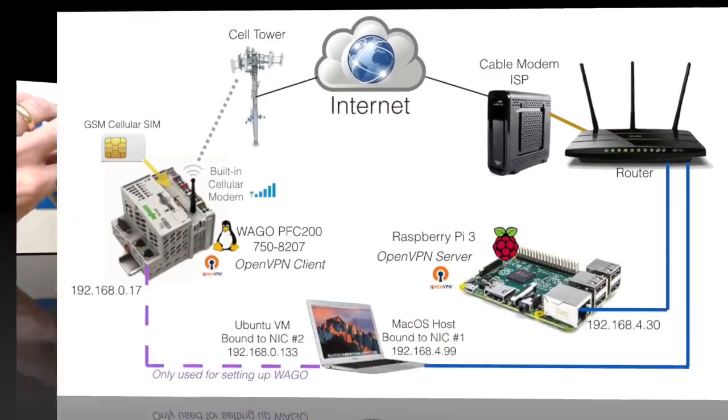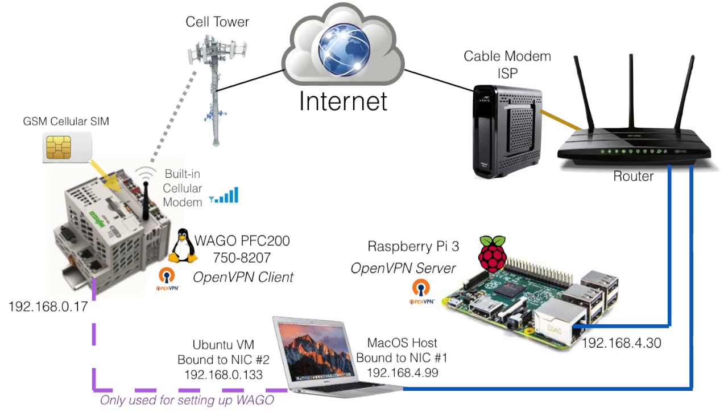Let's look at the simple networking diagram. Here you can see the Wago PLC connecting to the cell tower, across the internet to the cable modem, down to the Raspberry Pi 3, which is behind a fixed IP address. And we're using a laptop to do the configuration.